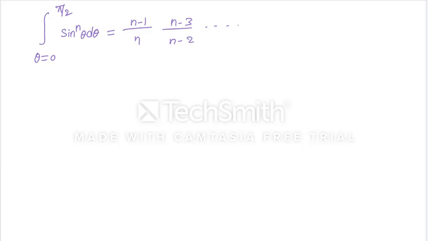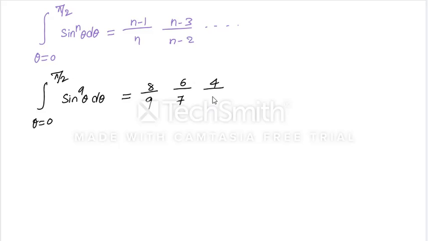Now if we have the function like this, theta from 0 to pi by 2, and tell me sine power 9 theta d theta, what can I say for this expansion? It is 8 by 9, continuously decrementing by 2. Next, 6 by 7. Next, 4 by 5. Next 2 by 3. Like this, and here the last one is 1 only.